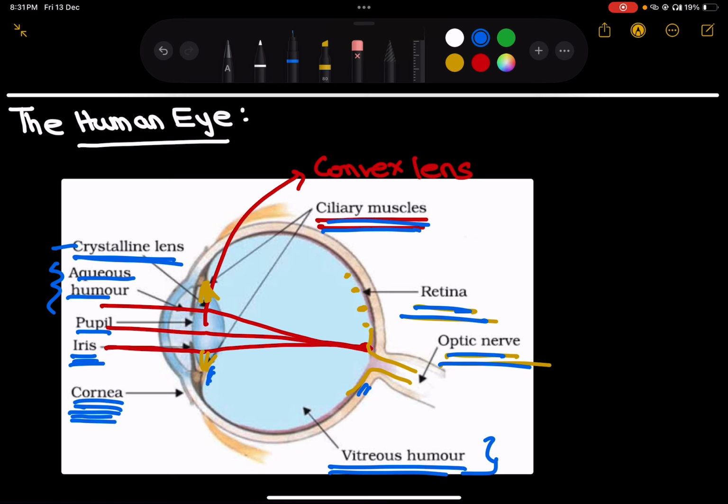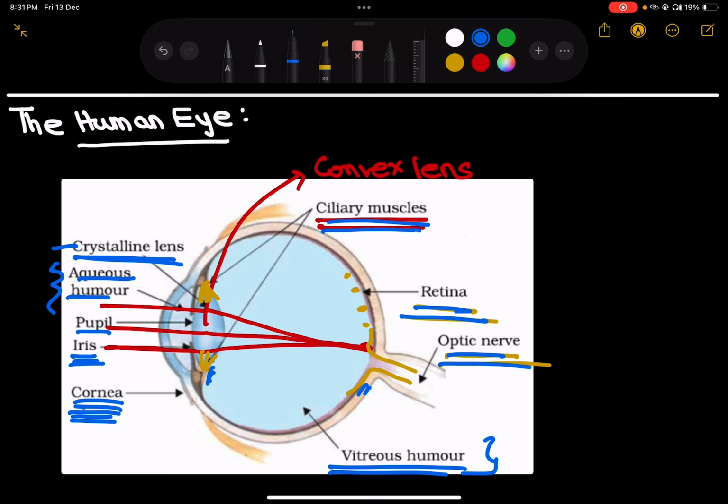So one quick recap of it. See, the light enters our eye through the cornea. Most of the light gets refracted at the cornea. A few slight adjustments of focal length are done at the eye lens. After entering the cornea, it goes through the pupil. The pupil is a small opening which controls the amount of light entering the eye.